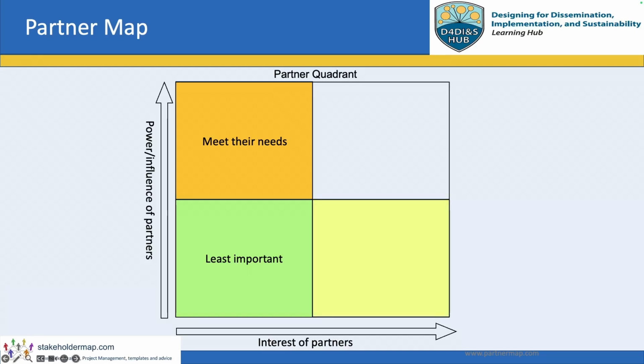Partners with low power and high interest are those you want to show consideration to. You should keep these partners adequately informed and consult with them regarding their area of interest. Make sure they don't have any major issues with the intervention. These partners can often help with the details of the intervention.